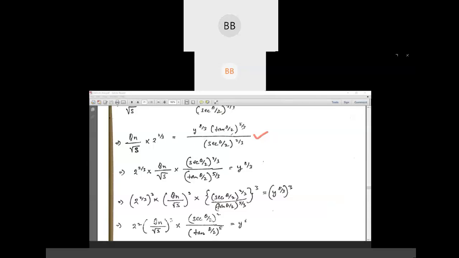Then all the terms except y to the power 8 by 3 we bring in the left hand side, because we have to derive the expression for y. So we have kept y on one side and all the other parameters we bring to the left hand side. That is why it is in the numerator and this is in the numerator.